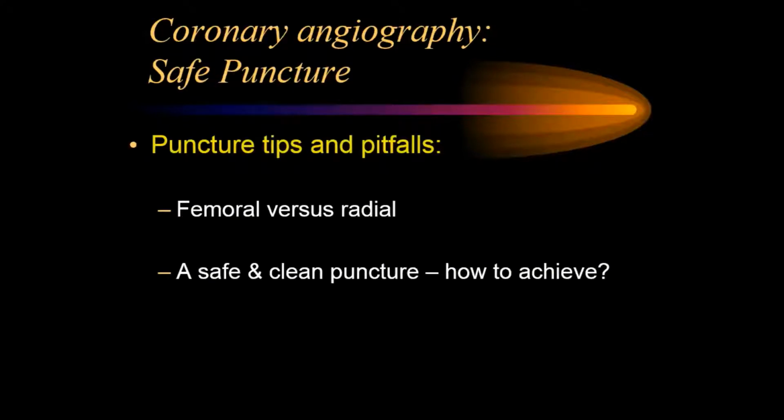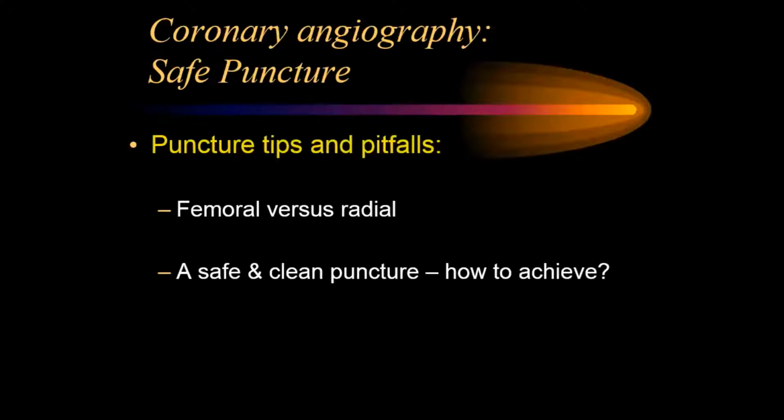And moving on to the puncture tips and pitfalls. As you know, there are 2 main techniques for coronary angiography. When it was first devised, you may or may not know, they used to do coronary angiography via the brachial artery. They didn't start with femoral. Femoral came later. And then it became the predominant route for a long time until the early, maybe late 90s, when the radial route started to take over. And it became the preferred route for procedural intervention for many interventional cardiologists.